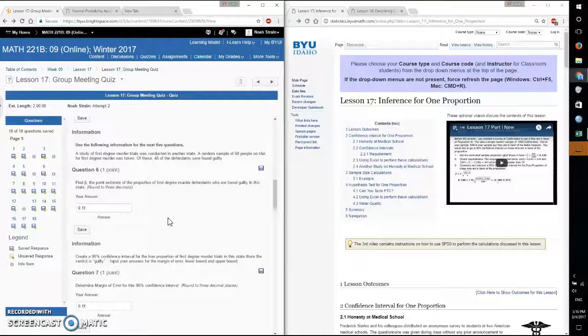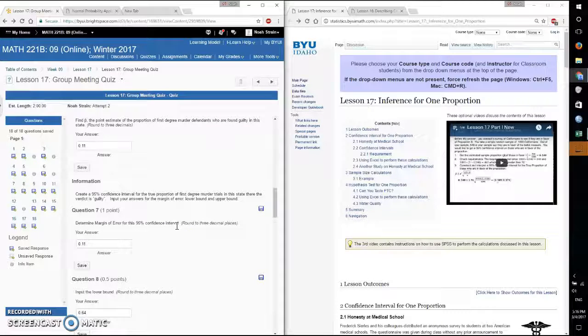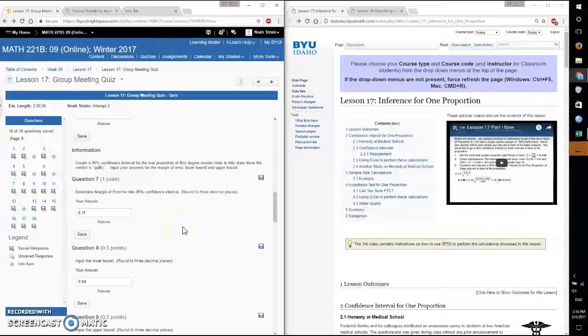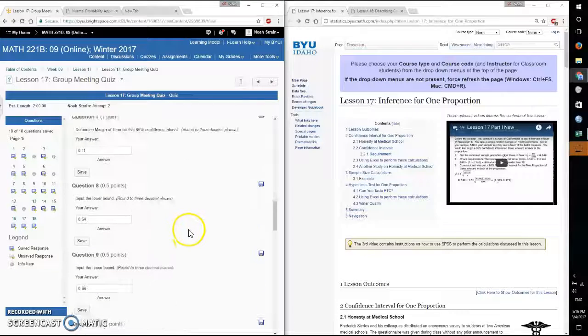For question 6, find P hat, the point estimate proportion of the first degree murder defendants who are found guilty in the state, and that's 0.11. Then determine the margin of error for this 95% confidence interval, and that's also 0.11. And margin of error is calculated by our z-score times the square root of p hat times 1 minus p hat divided by the sample size.